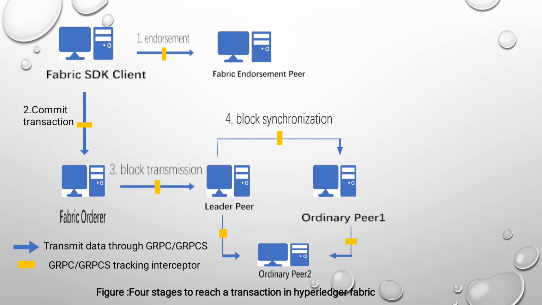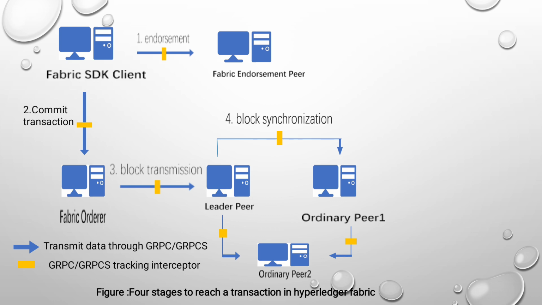This figure shows 4 stages to reach a transaction in Hyperledger Fabric. The first stage is endorsement according to the endorsement strategy, and the second one is committing the transaction to the Fabric orderer. After sorting the transactions, the Fabric orderer will package all transactions into a block and then transmit it to the leader peer. Then the leader peer will synchronize this block to other peers in the same channel.